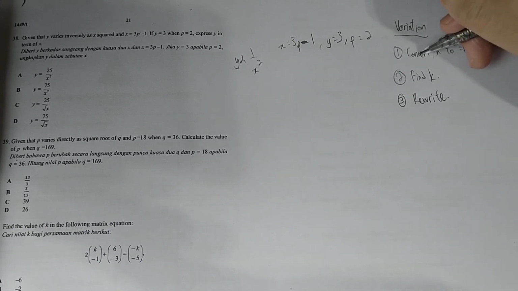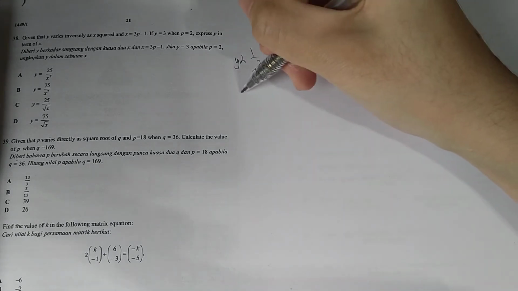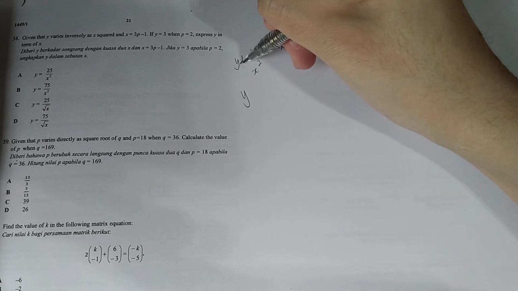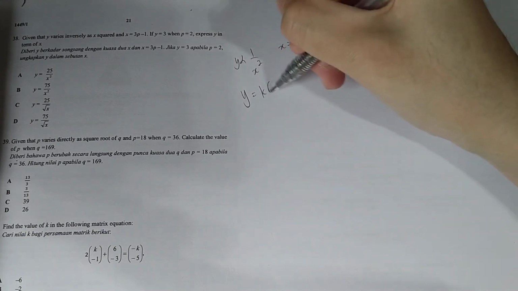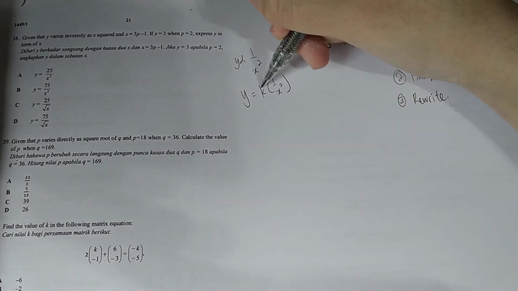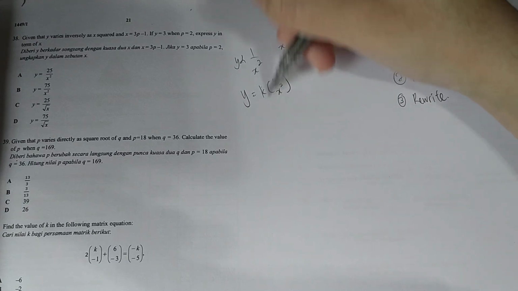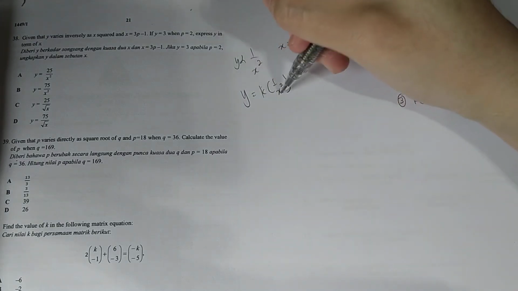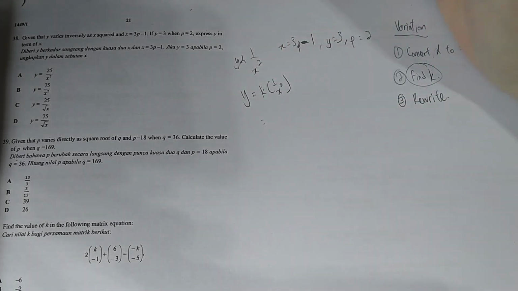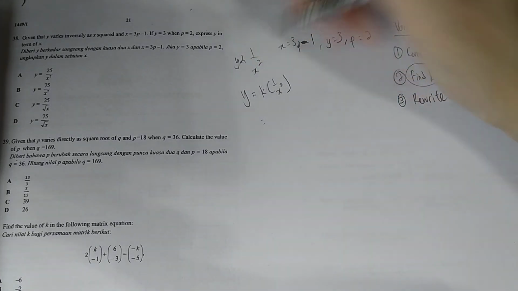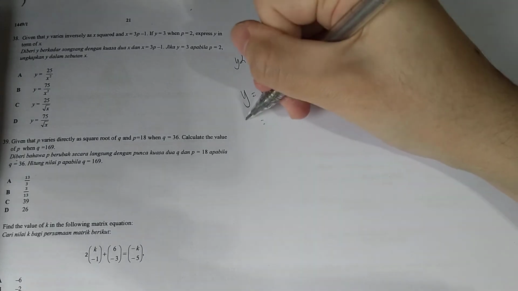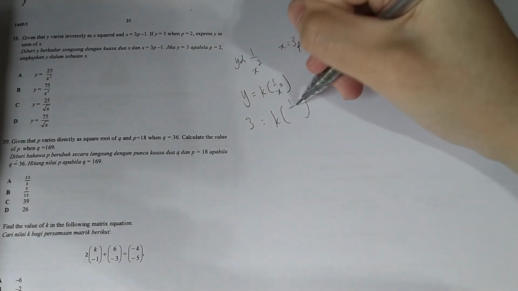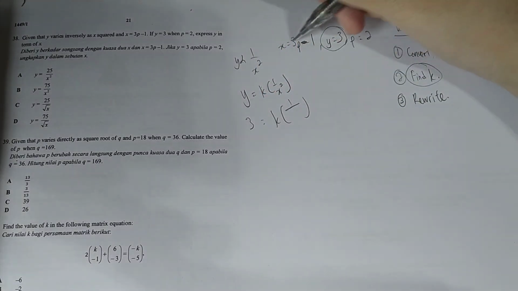So what's first step? Convert the symbol to equals k. So let's do it. The variation symbol tukar jadi equals tambah k. And don't forget the hubungan k and this thing here is darab. Okay, darab. So next step, find k. How to find k? Masukkan y and x. And believe me, they will always give you one, the y and x. Mesti. Can you see? Y is 3. Masukkan. Tapi x tak bagi lah. Macam mana? X is 3p minus 1.